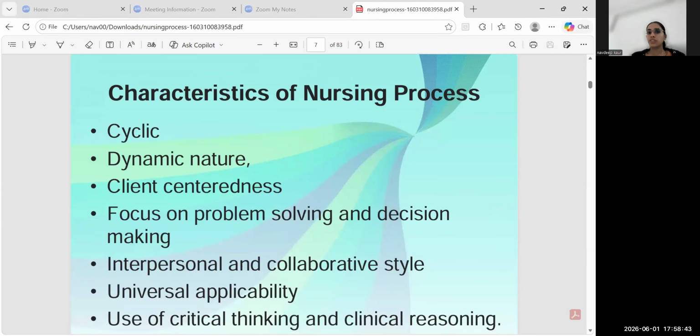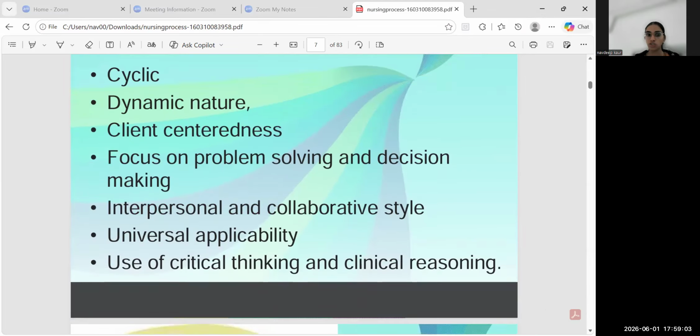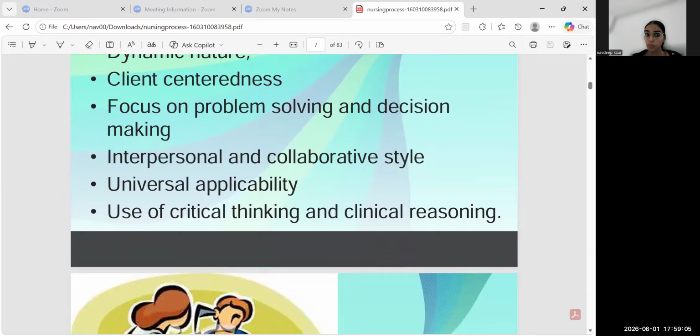Next is the characteristics of the nursing process. The nursing process is of cyclic, dynamic nature. Cyclic means an ongoing process. Dynamic nature means according to the needs of the patient, we have to change the nursing process. And it is client-centered, meaning it is based on the patient or individualization, and it basically focuses on problem solving as well as decision making.